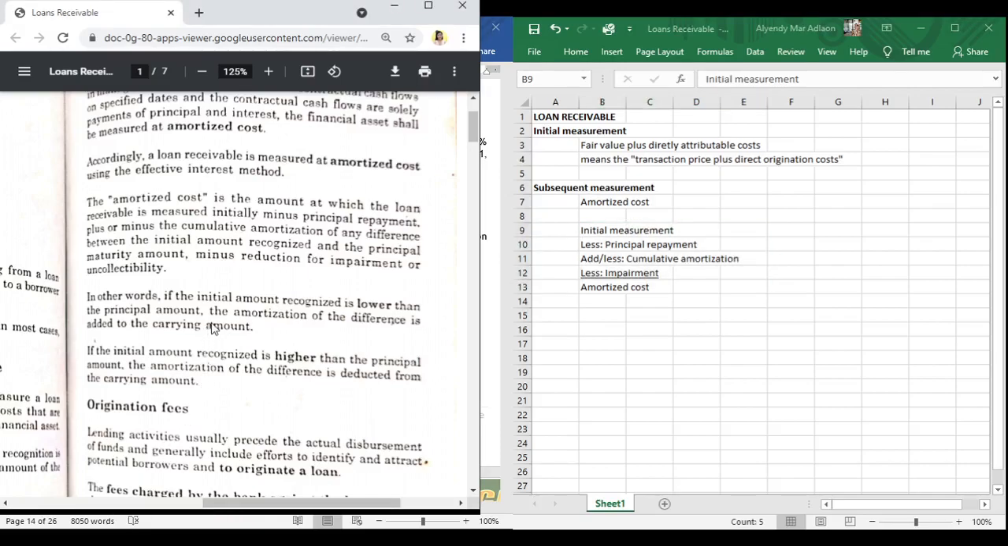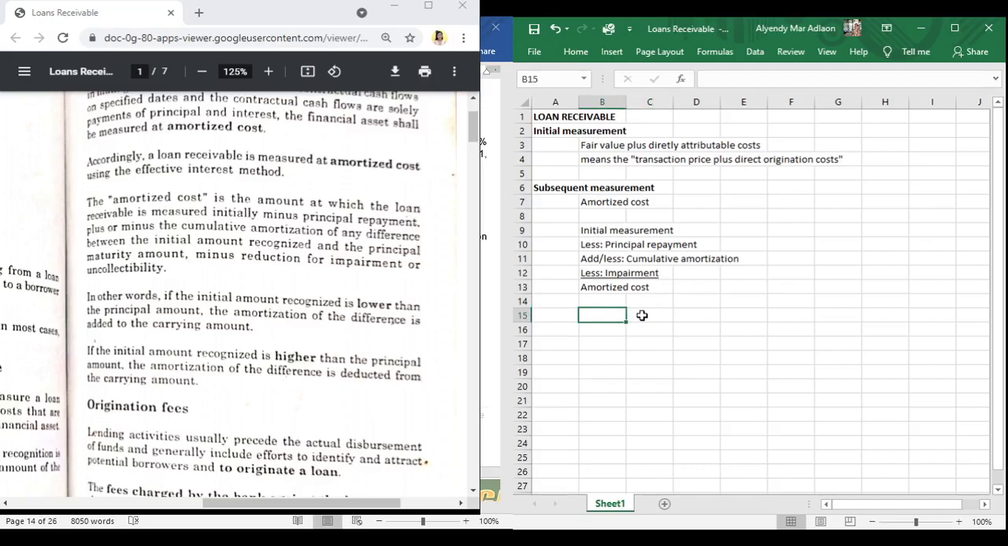Okay, in other words, if the initial amount recognized is lower than the principal amount, the amortization of the difference is added to the carrying amount. If the initial amount recognized is higher than the principal amount, the amortization of the difference is deducted from the carrying amount. So here it is, class.